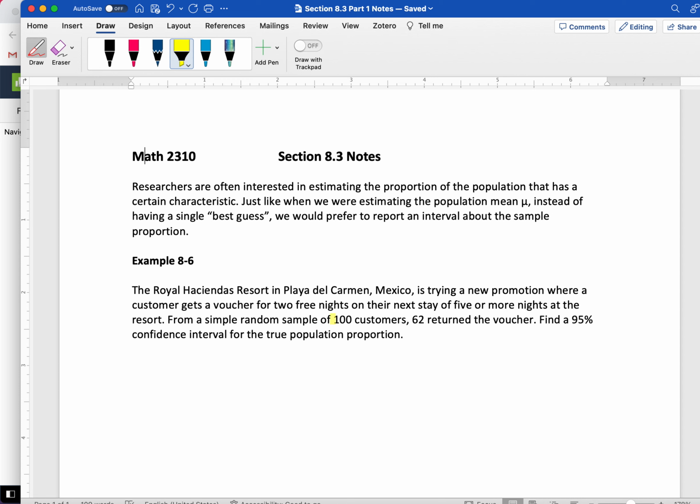So we need our number in our sample here, that's 100, and we need to know the number out of that returned the voucher, and that's 62. We also need to know our confidence interval percentage, which is 95% confident. So let's go to Minitab.